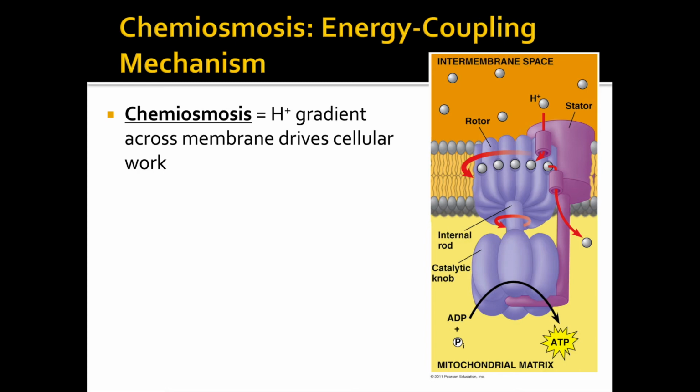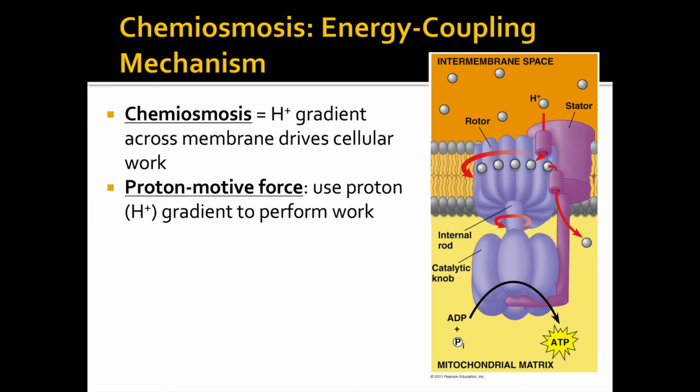And so that pumping across is called chemiosmosis. It creates a proton gradient across the membrane, and that storage of protons there creates a gradient that is stored chemical potential energy, and it can drive cellular work. Because all of those protons collected there in that space, that creates a proton motive force.